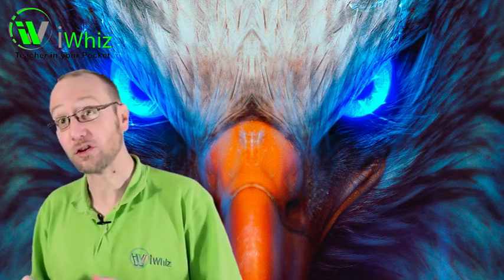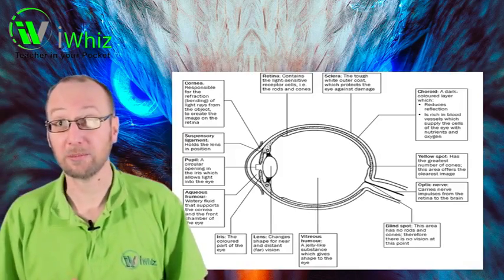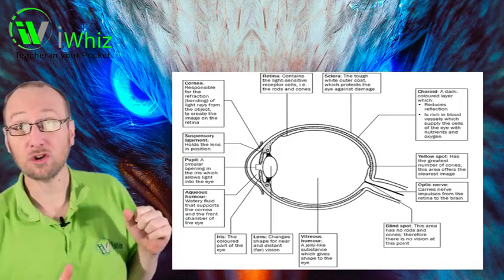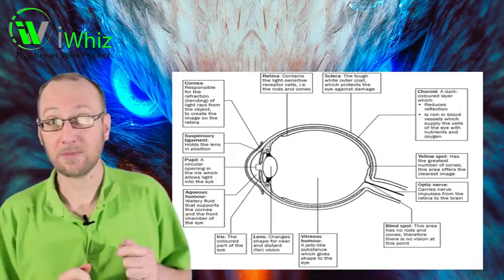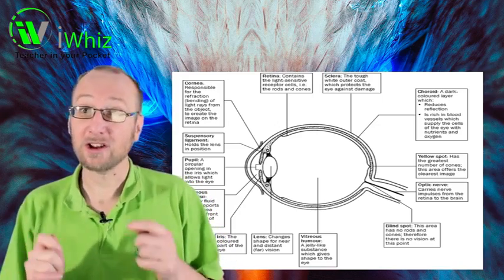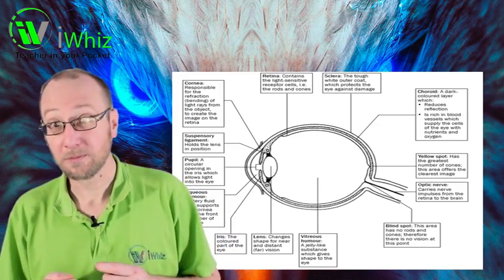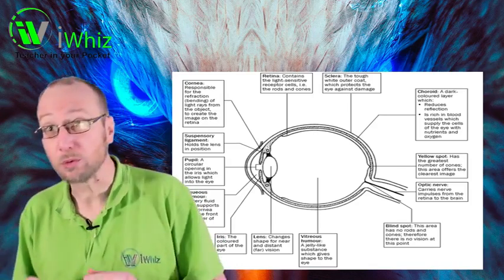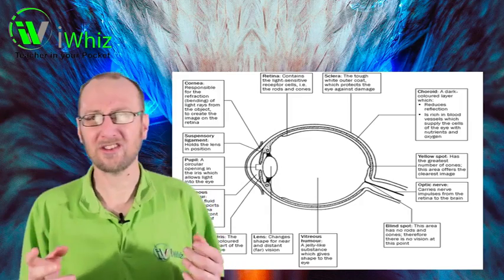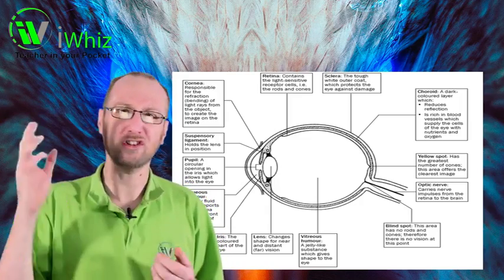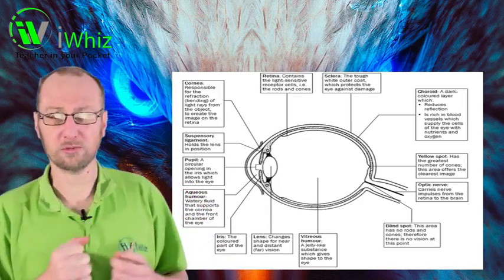So let's start off by having a look at the structure of the eye and some of the functions of the various parts of the eye. We'll start off by having a look at this diagram beside me. The first structure of the eye we should take note of is the lens. The lens is a structure that changes its shape to support accommodation, which we're going to learn about later. And accommodation is basically just the process that allows us to focus on distant objects and closer objects.